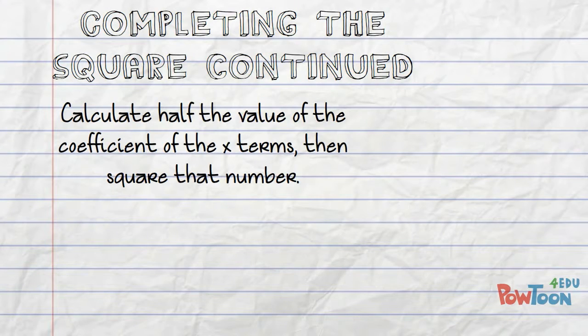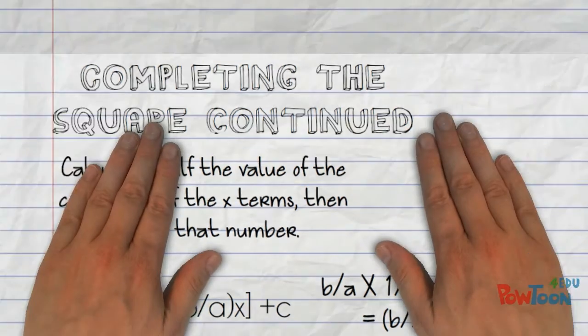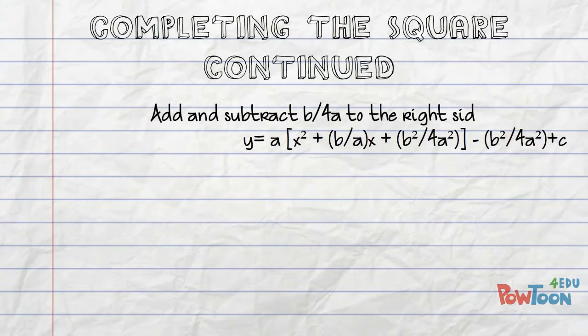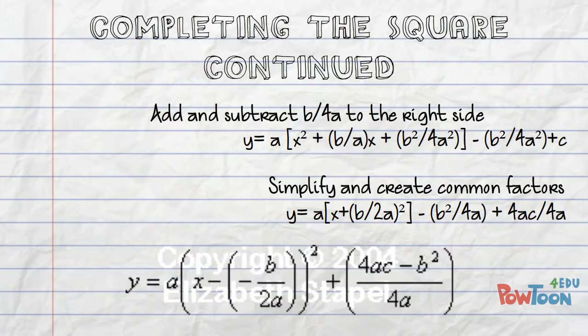Next, we're going to calculate half the value of the coefficient of the x term, which in this case is b/a. So b/a times half equals b/2a. Then we're going to square that number to get b^2/4a^2. Now we're going to add and subtract b^2/4a^2 to the right side, simplify within the bracket, and make common factors outside of the brackets. And finally we end up with this equation.